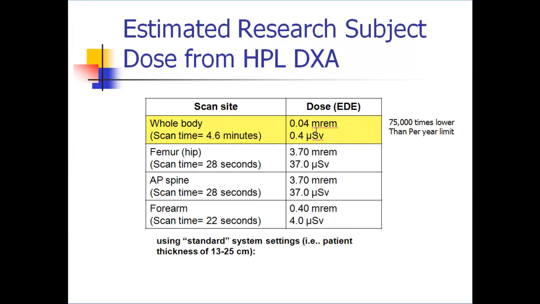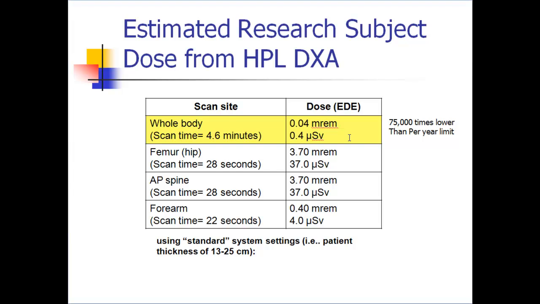Okay, so this is what's going to help put radiation dose into perspective. The estimated research subject dose from the HPL DXA is about 0.4 microsieverts. So the scan time for a whole body dose, and we usually do whole body scans, is about 4.6 minutes. They're exposed to 0.4 microsieverts of radiation. Now recall that the annual dose limit for a research subject was 30 millisieverts per year. So this is 75,000 times lower than that annual limit.